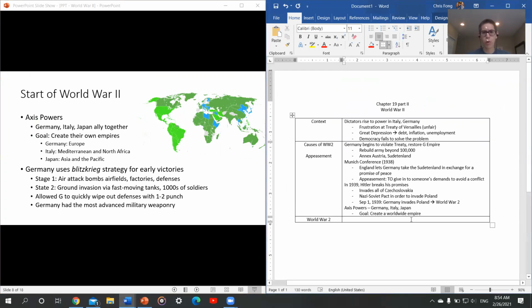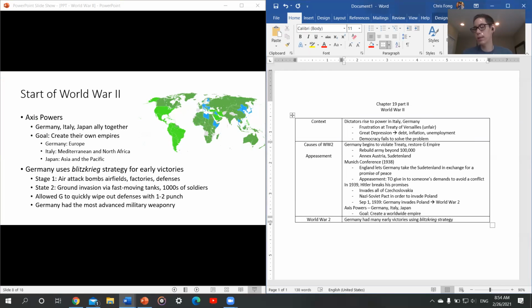At the start of the war, Germany had quite a few very early victories. So Germany had many early victories using the blitzkrieg strategy. If you watch football, that word blitz might be familiar. What's it mean to blitz in football? Well, that's when you have all of a sudden a sudden surprise rush from the defense against the quarterback.